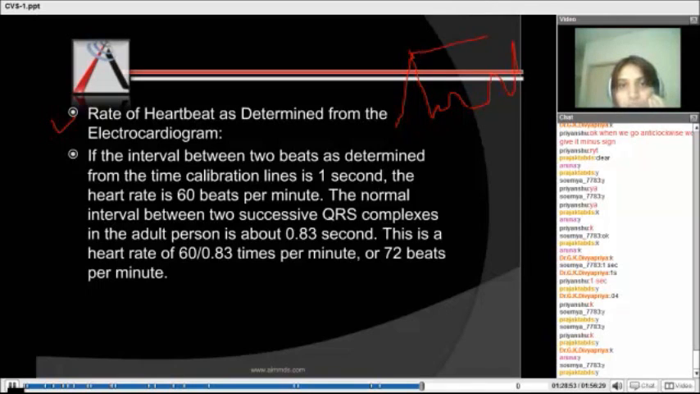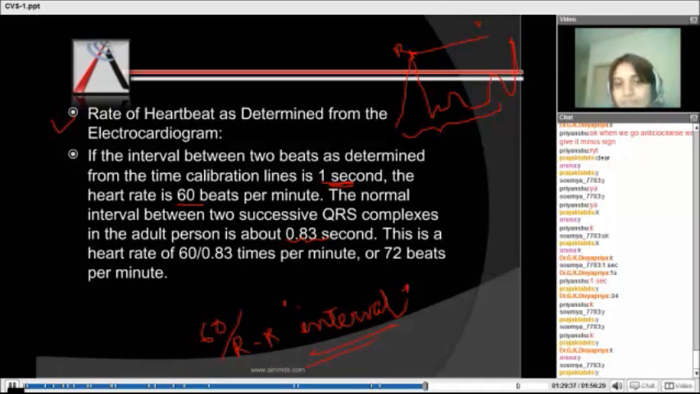So if you measure from one point to another, RR, if you measure this RR interval or QQ interval, any two fixed intervals, as determined by the time calibration line is 1 second, the heart rate is 60. If you get 2 intervals within 1 second, that means the heart rate is 60. In normal heart rate, one RR interval is usually 0.8 seconds. That gives you a heart rate of 72 beats per minute. That is 60 divided by the RR interval.